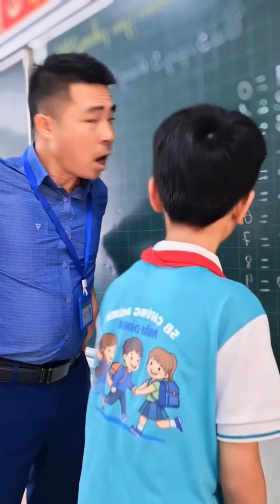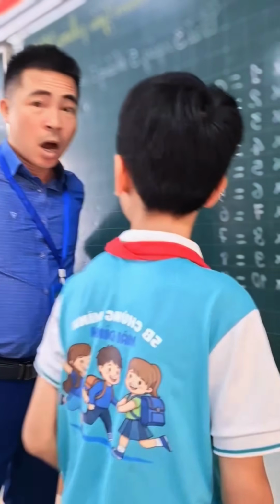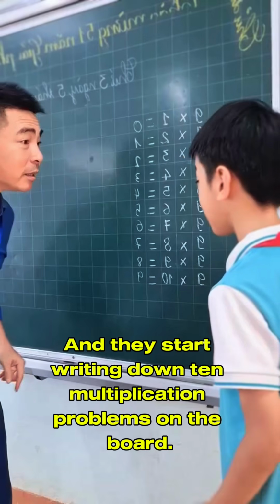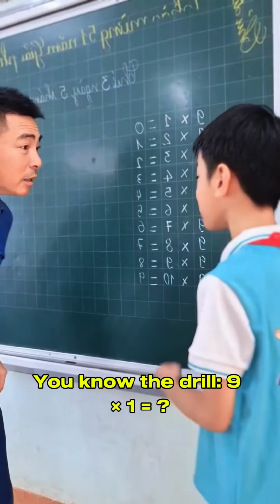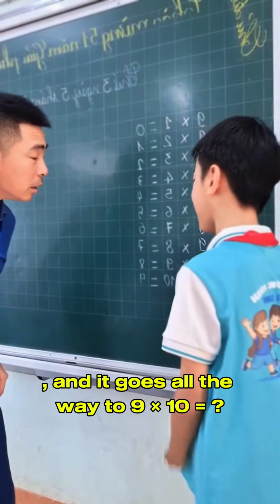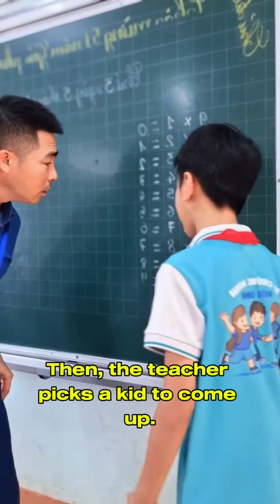Alright, guys, gather round. So picture this. A math teacher is up in front of the class, right? And they start writing down 10 multiplication problems on the board. You know the drill. 9×1 equals, 9×2 equals, and it goes all the way to 9×10 equals. Then the teacher picks a kid to come up.